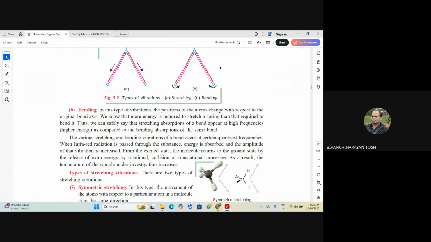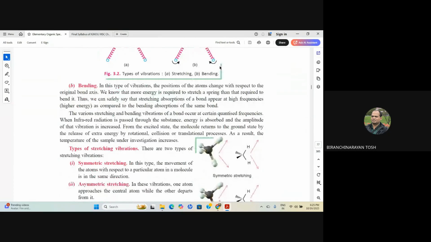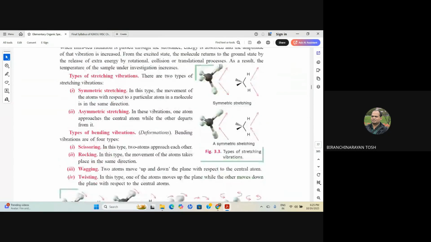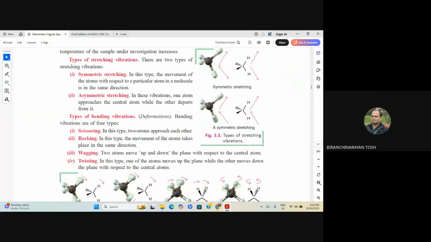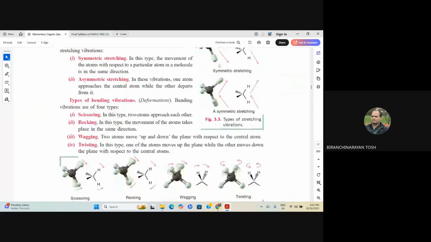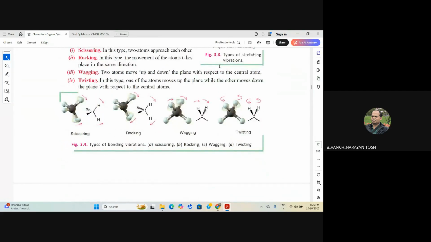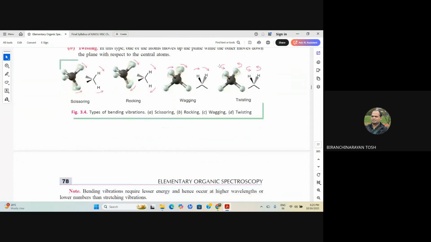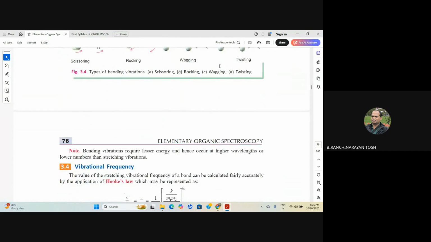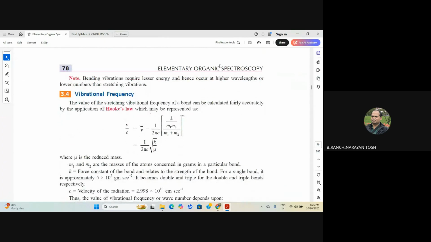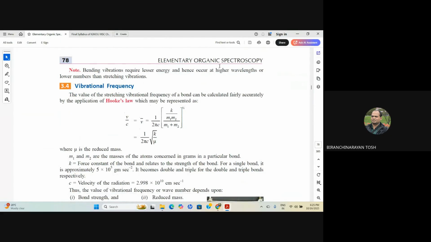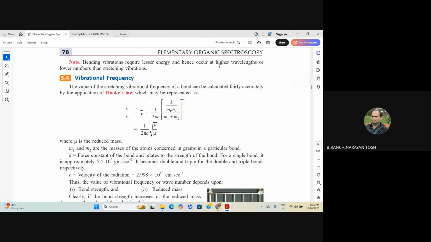So four types of bending vibration and two types of stretching vibration. It depends upon the bond length and bond strength what type of vibration they will observe, and it depends upon the amount of energy which will be absorbed during infrared spectroscopy. Now, if you move to the theory part, what will be the fundamental vibrational frequency?